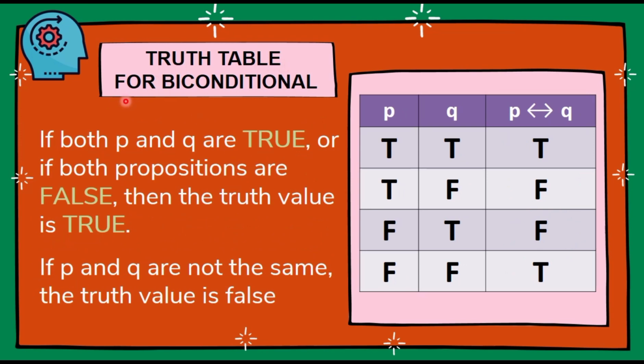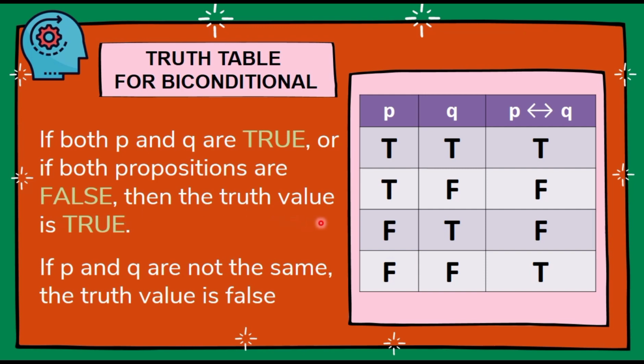Truth table for biconditional. So, as you can see, this is our truth table for biconditional, which nakita nyo na last week, pero minemorize nyo lang. So, for this week, we will find out how we'll come up with these truth values. So, like in our conjunction, disjunction, and conditional, we had rules to follow. So, these are the rules to follow in finding the truth table for biconditional. If both P and Q are true, or if both propositions are false, then the truth value is true.